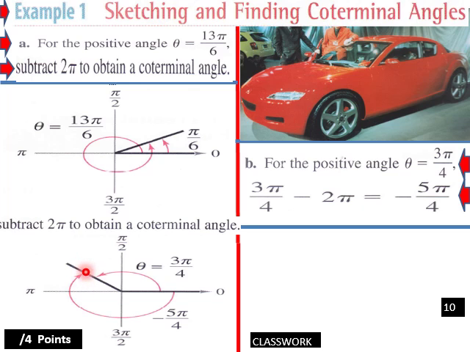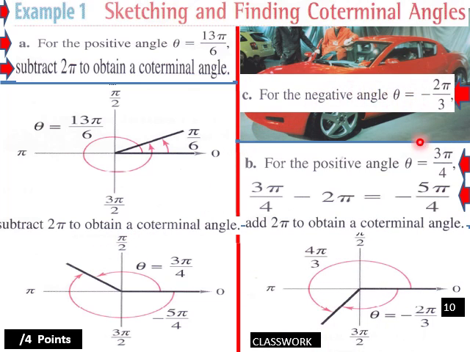If we started here, 2 pi would be all the way over here, but we're starting here. So when we subtract, we go 2 pi in this direction, and we end up here, where the original 3 pi over 4 was the terminal side. When you subtract 2 pi, you end up right back over here as the terminal side.